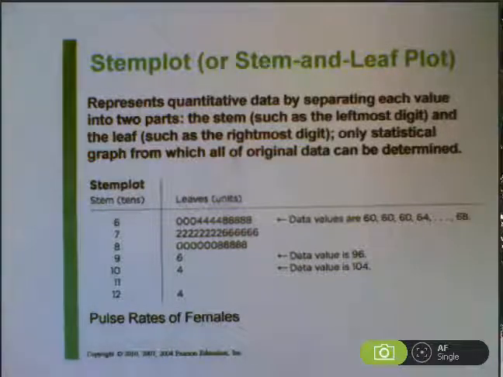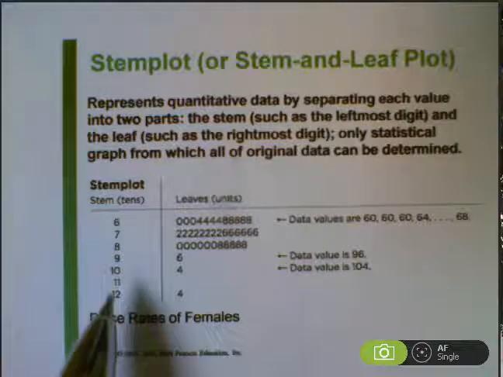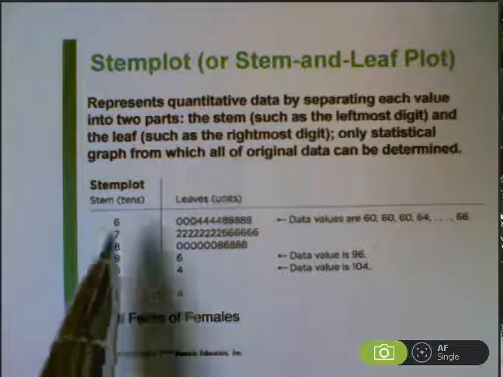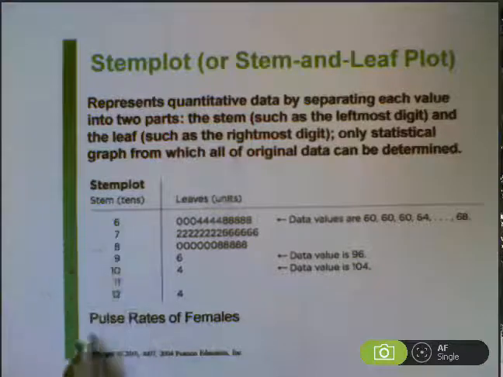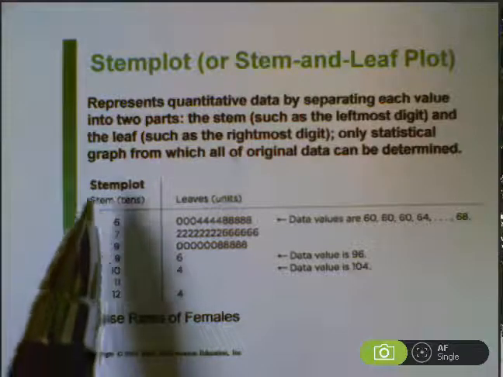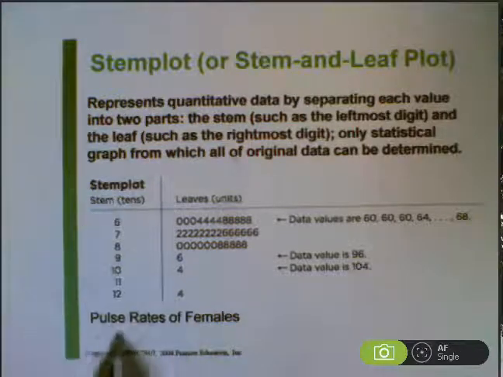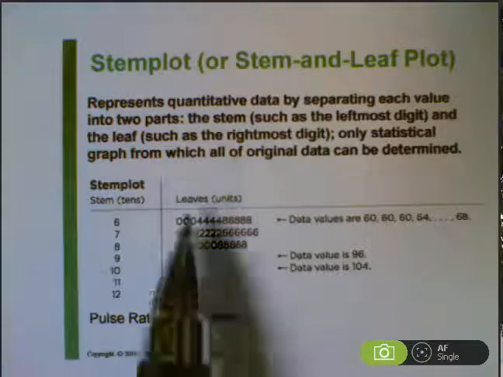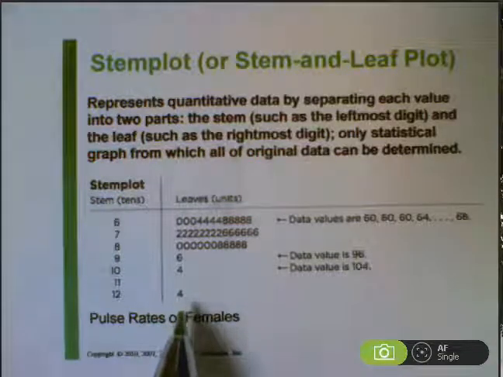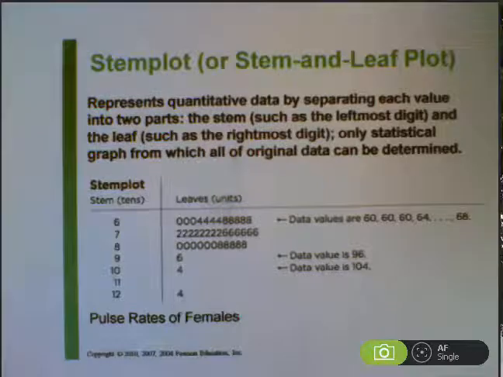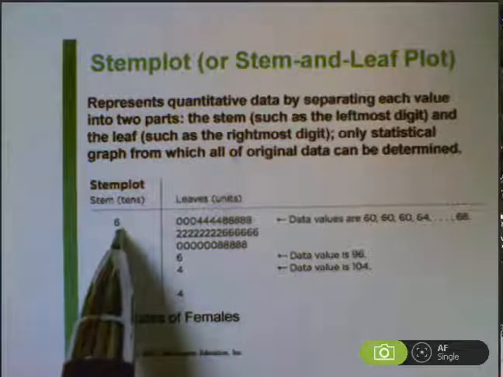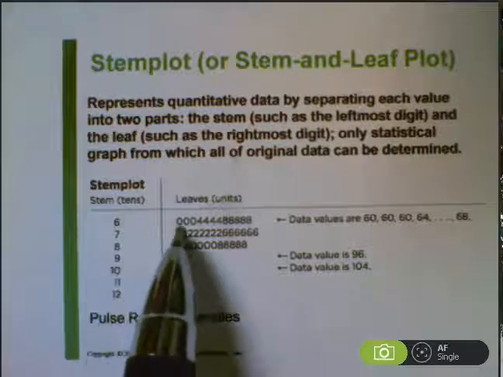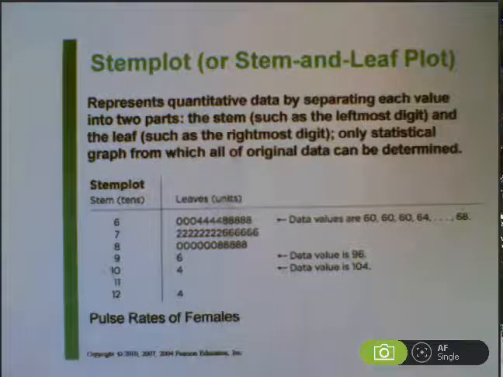If I was doing this for test scores, my stems would probably be from 1 to 10, representing scores that were in the ones to scores that were in 100. And then the last digit of the score would be the leaves. And so if I had somebody score, say, a 62, beside the stem of 60, I'd put the leaf of 2.